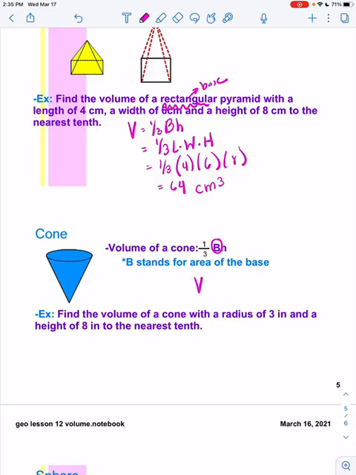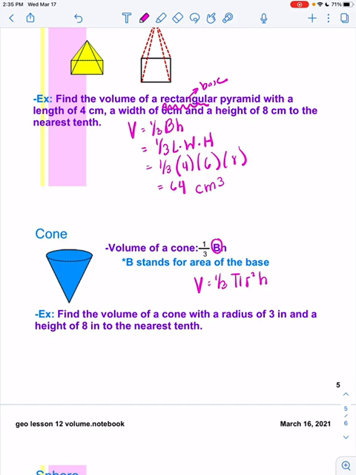So this formula is going to be 1/3 pi r squared times h. Kind of similar to a cylinder, except again, we have to incorporate this idea of 1/3. So take a moment, try to give this example a shot, plug in, get your answer in terms of pi, and then you can multiply by pi to get your answer to the nearest 10th.